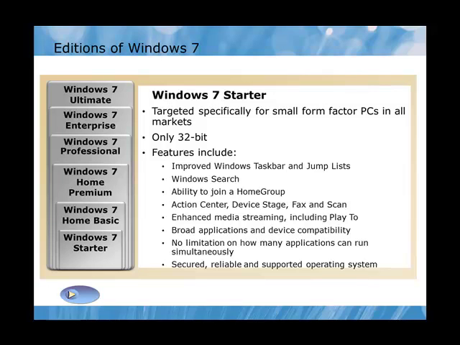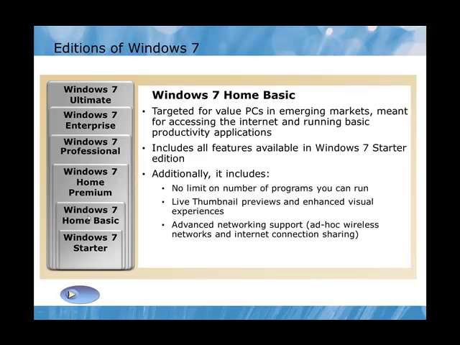Now we're going to go up these things. We're going to add to the different versions. So that was the starter version. The basic version has everything that's in the starter version as you go. It's everything that was in the lower one plus this stuff. No limit on the number of programs you can run, live thumbnail previews, advanced networking support, ad hoc wireless networks. And one of the things that you also get into with some of the versions and not some of the other versions, you don't have as complete a control of the networking capabilities.